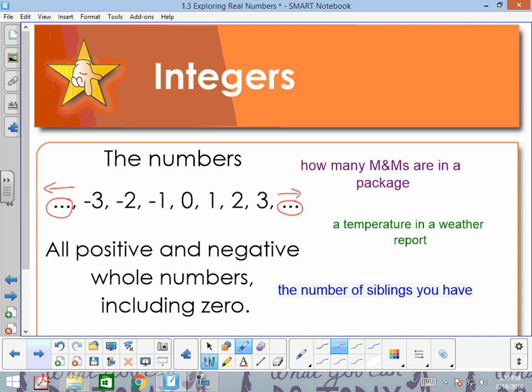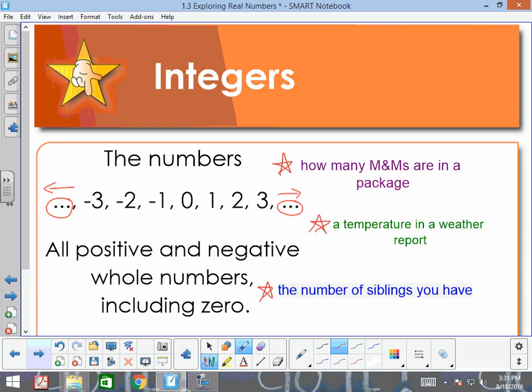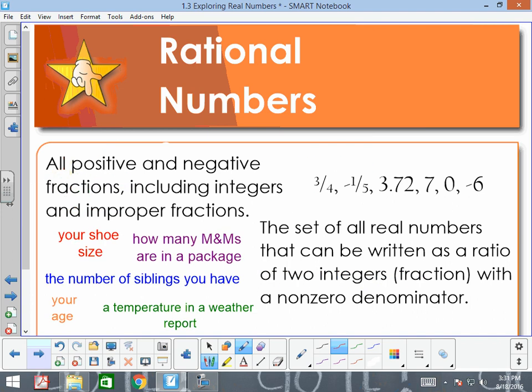So some examples would be how many M&Ms are in a package. A temperature in a weather report is an integer, so it'd be like -4 degrees, which would be really, really cold, or it could be 100 degrees, which would be really, really hot, or anywhere in between. Also, the number of siblings you have. You may have 1 sibling, 2 siblings, or no siblings. So you wouldn't have negative siblings, so that definitely is not a negative number, but it is included in the integers because it includes the whole numbers. Okay, so that's integers.